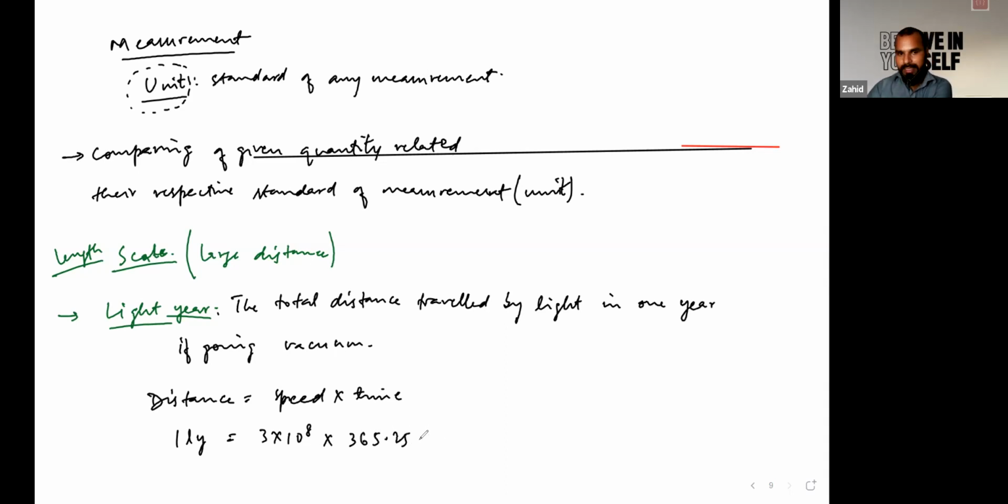Just convert days into hours, it would be 24 hours. Convert hours into minutes, it would be 60 minutes. Convert minutes into seconds, it would be 60 seconds. On multiplying this whole term, you would obtain 9.46 × 10¹⁵ meters. This is required to be taken as 1 light year.